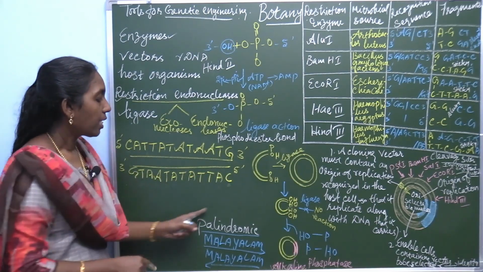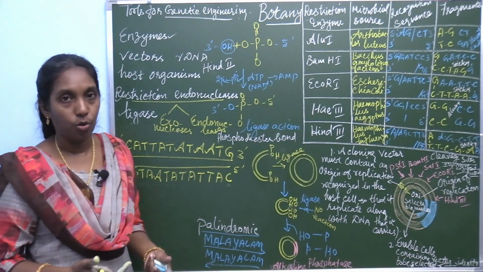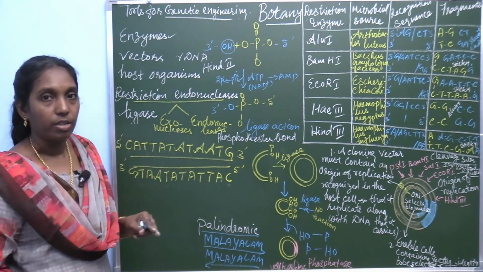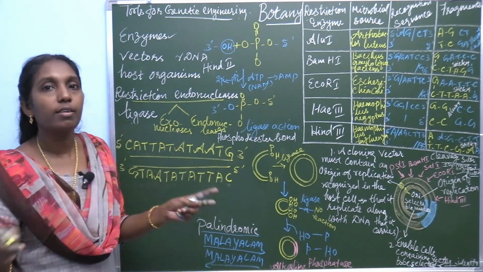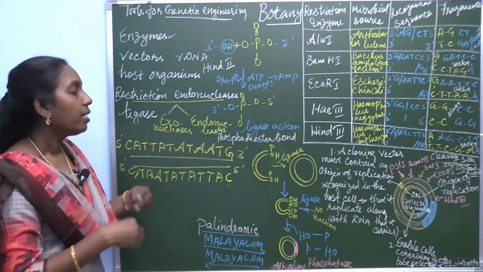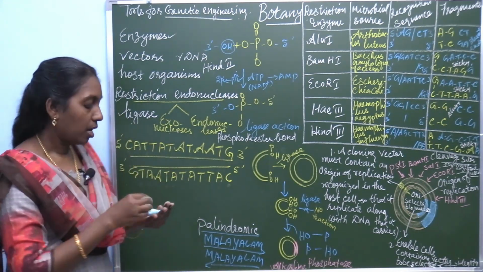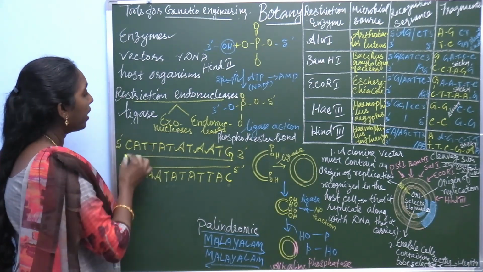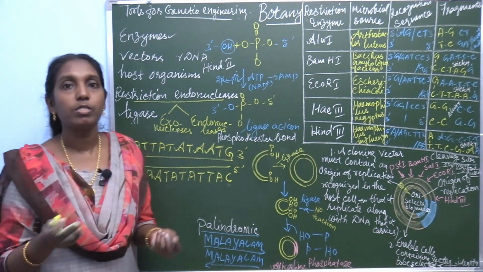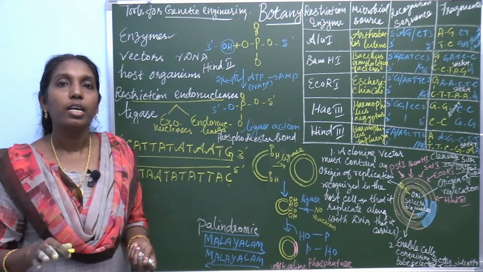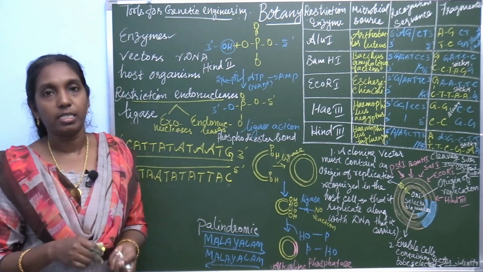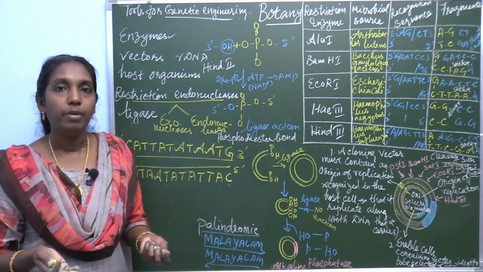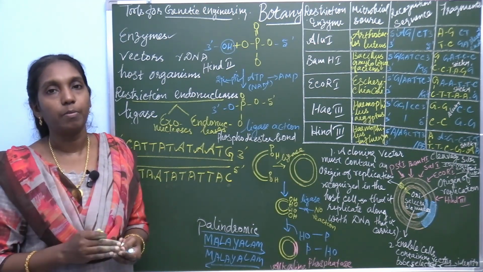So this is an example of a palindromic sequence. Restriction endonucleases cut at specific sequences. There are a number of restriction enzymes; around 900 restriction enzymes have been isolated from 230 different bacteria. These restriction enzymes are named in a specific manner.